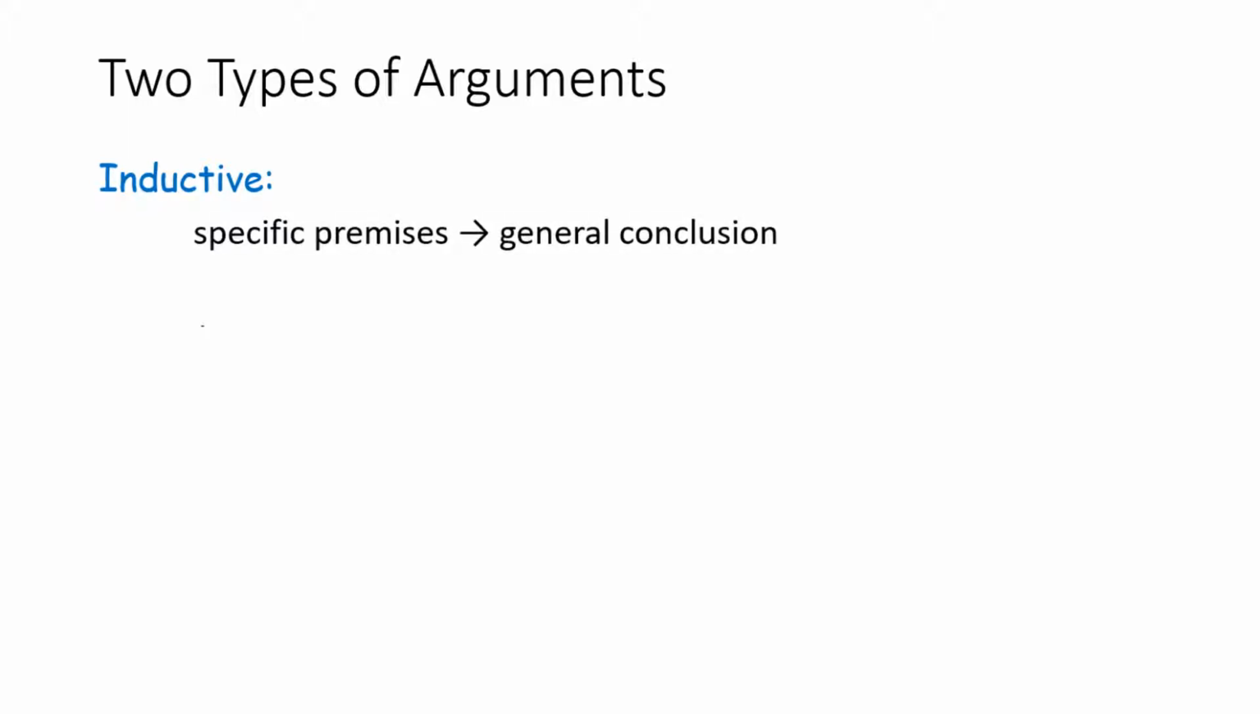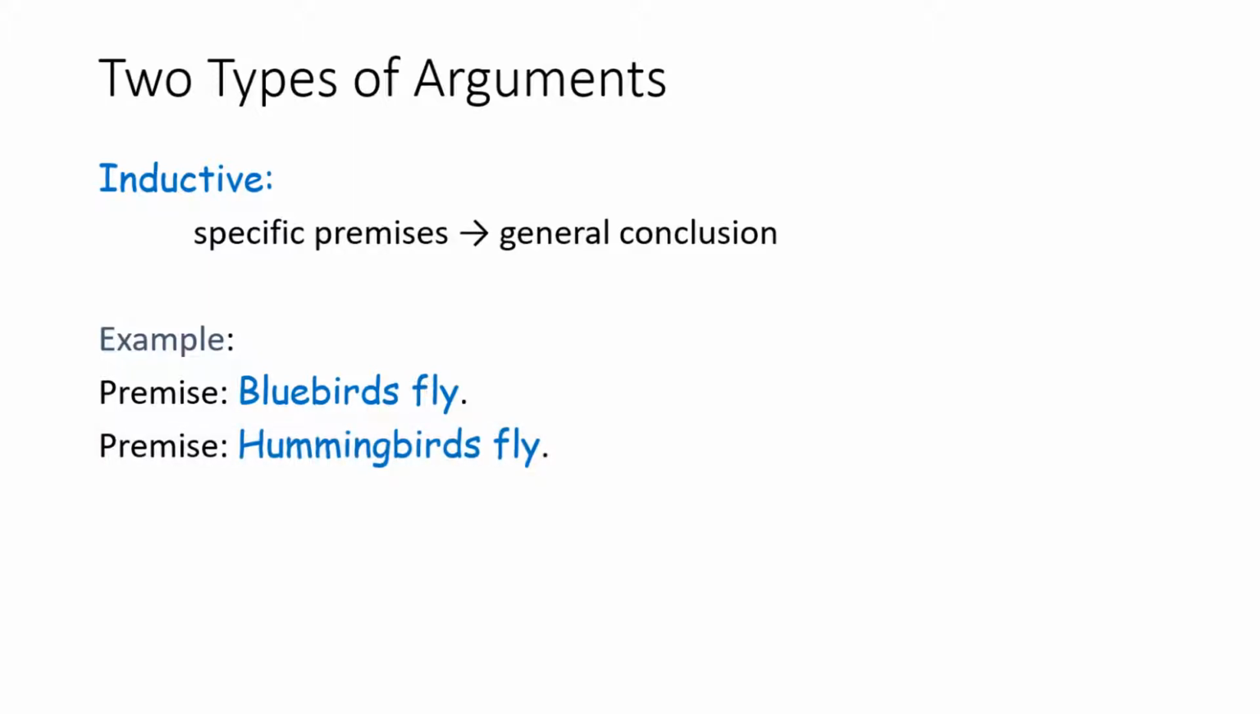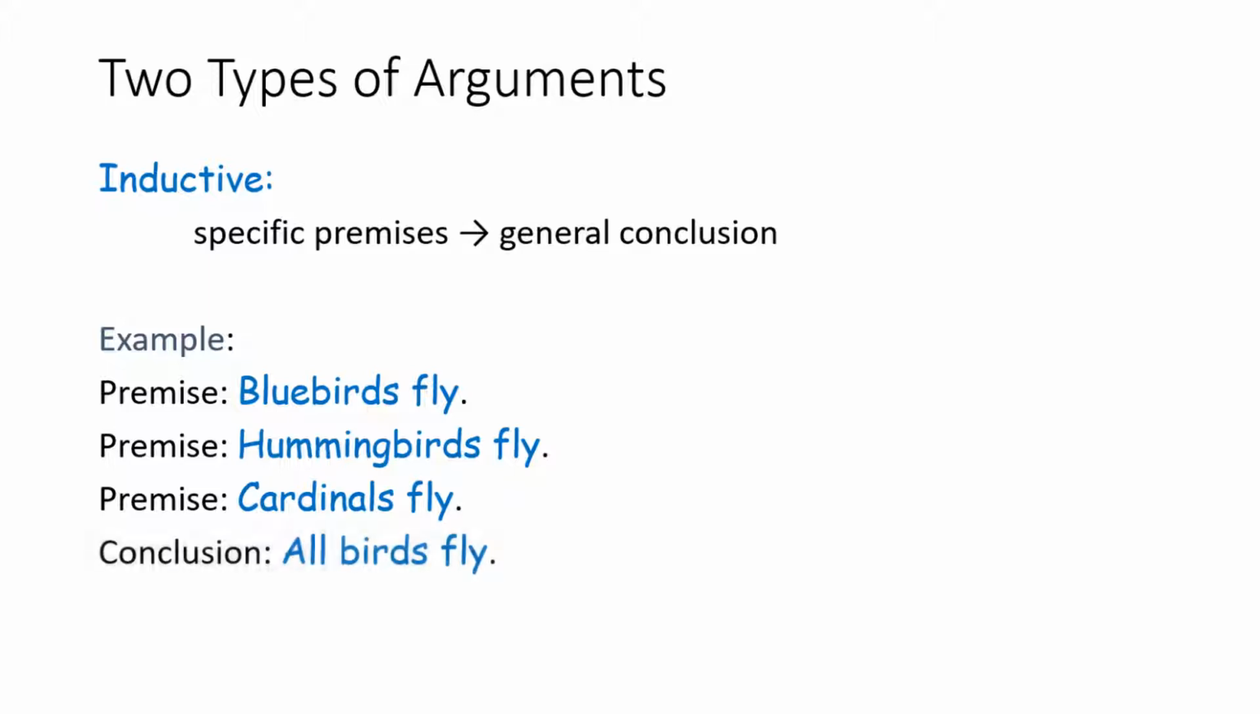We now consider those two types of arguments. First, the inductive. In inductive arguments, we go from specific premises to general conclusions. Let's consider this example. Premise: bluebirds fly. Premise: hummingbirds fly. Premise: cardinals fly. Conclusion: all birds fly. While it is true that all three of the premises are true, is it accurate to conclude that all birds fly?